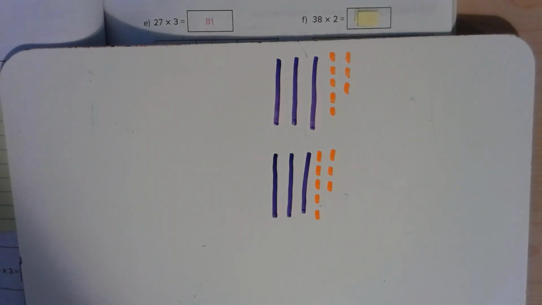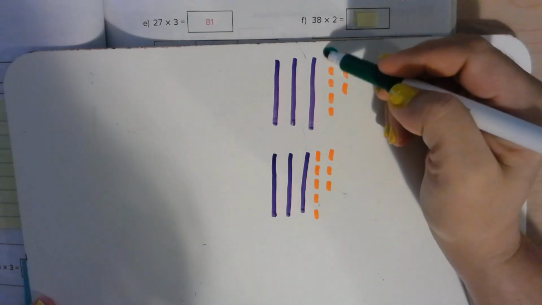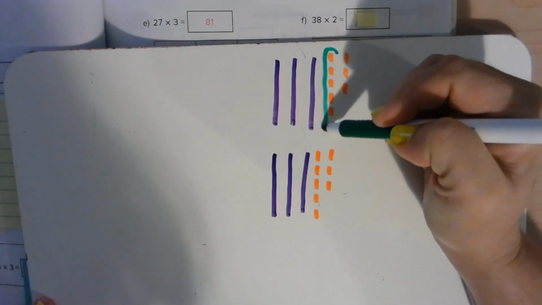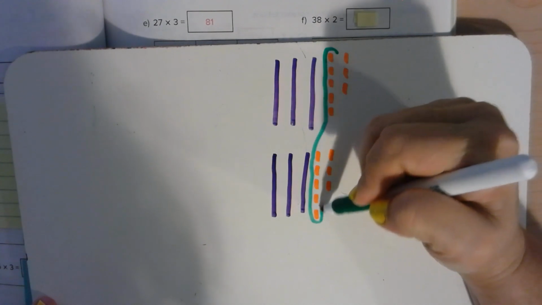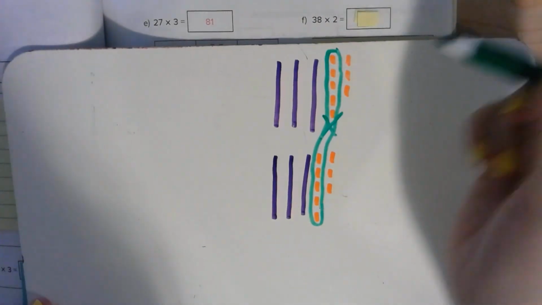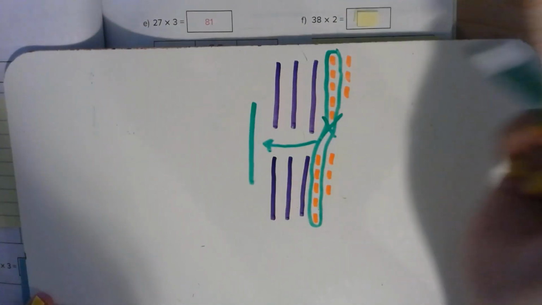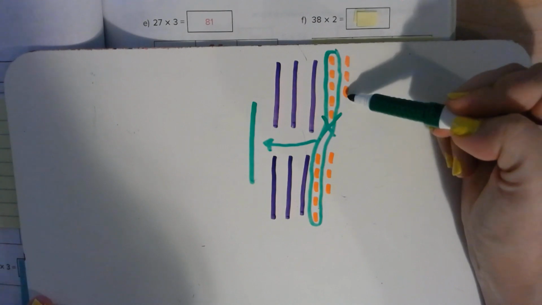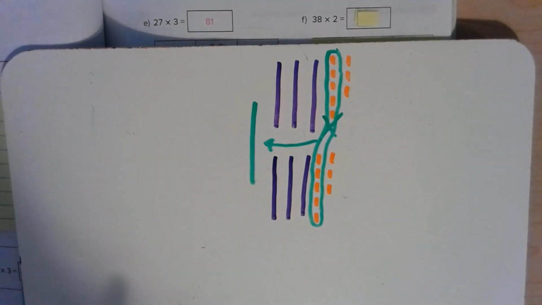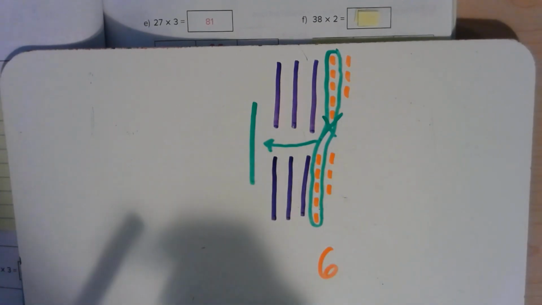We can do it like the book has it. We can circle 5 and 5, put an X on it, and we're going to move it over there, and then we have 1, 2, 3, 4, 5, 6. So my answer, I have 6 ones.